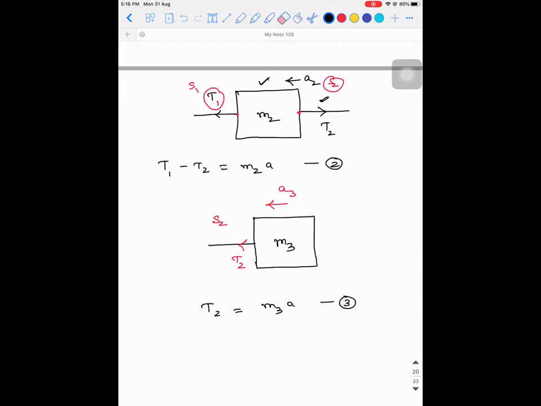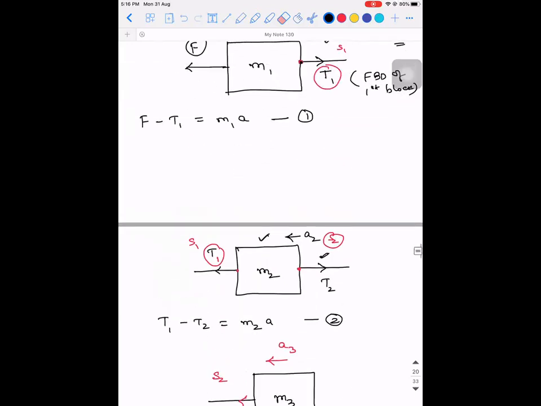Sir, your voice was breaking a little. Can I say again, sir? I'm saying when the string is inextensible, all the blocks connected together will have the same acceleration. Done?